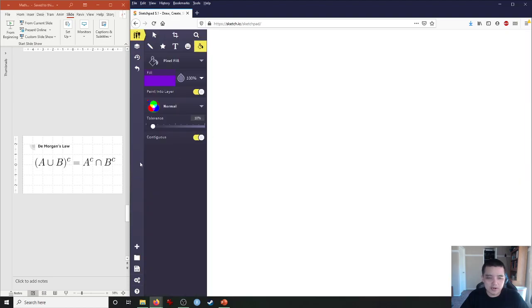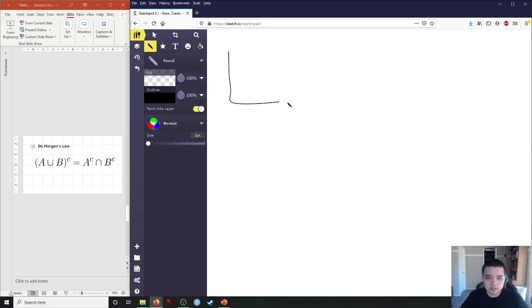So now let's look at the right hand side of De Morgan's law. Let's see, how do I do this? I think I want to go this way.